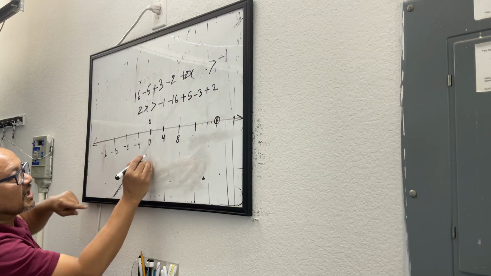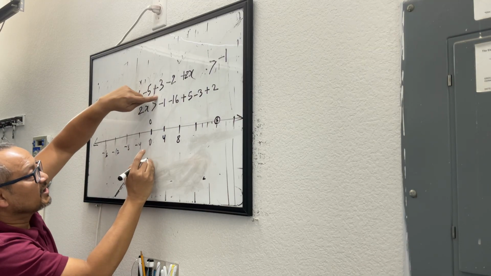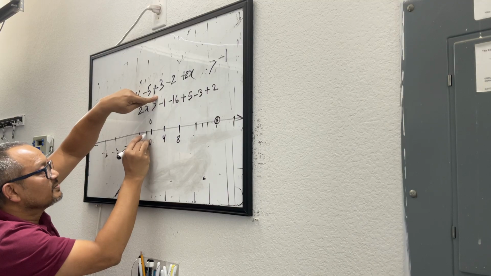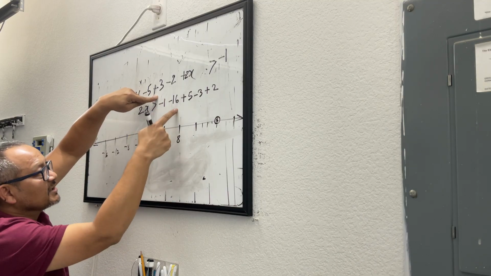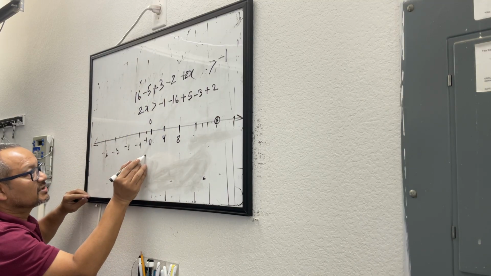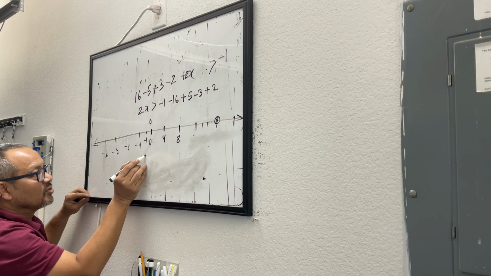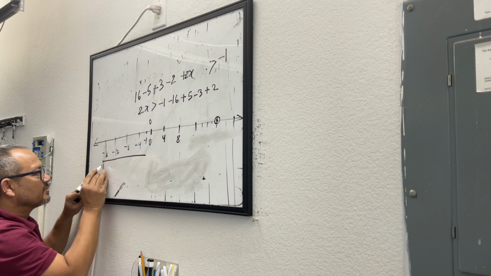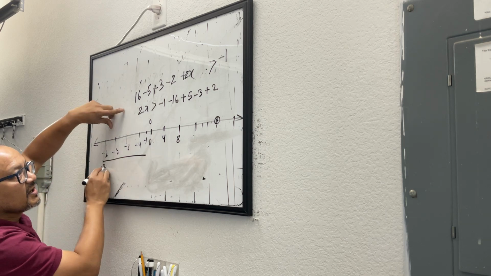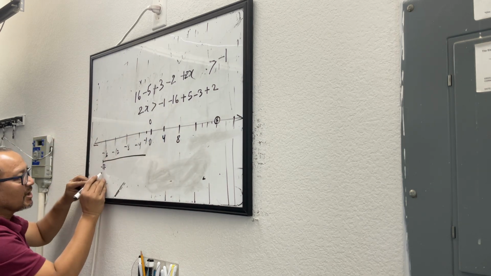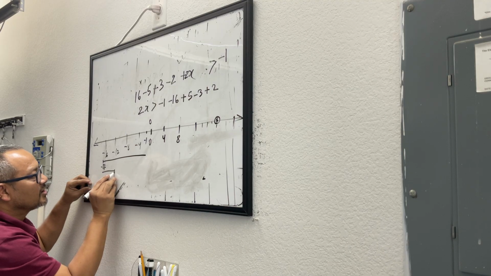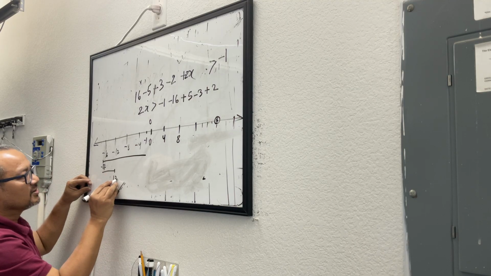Now I'm starting from 0. Okay. So starting from minus 1. This is minus 1. Minus 16. So I'm going 16 points backward. So from minus 1 I'm going to minus 17. This is minus 17. Then plus 5. So I'm going 5 points positive. So I'll go to 12.